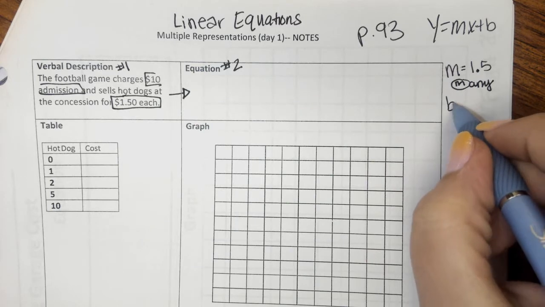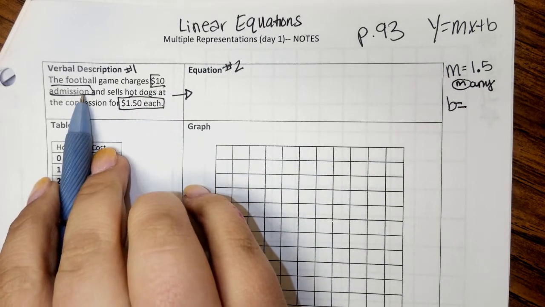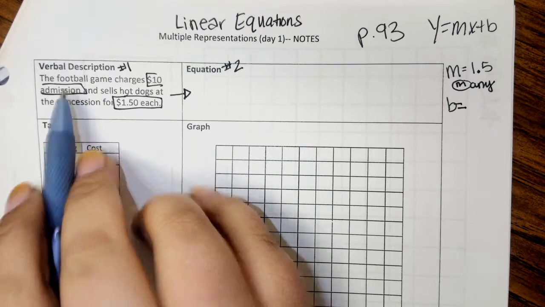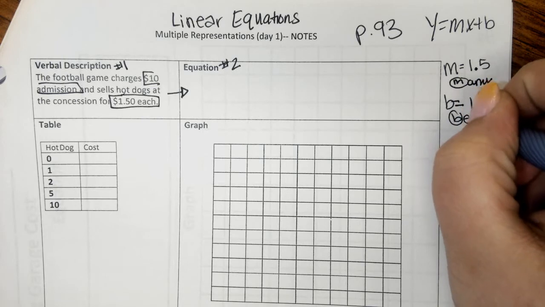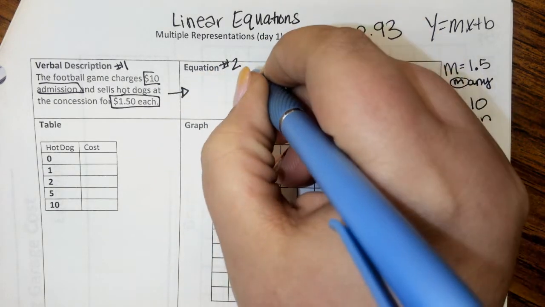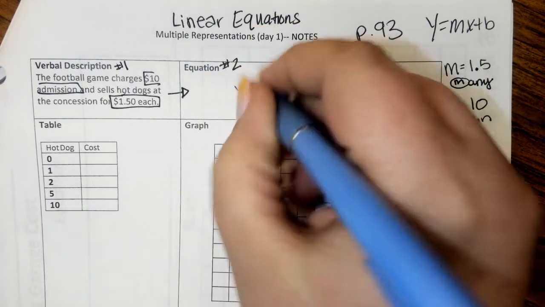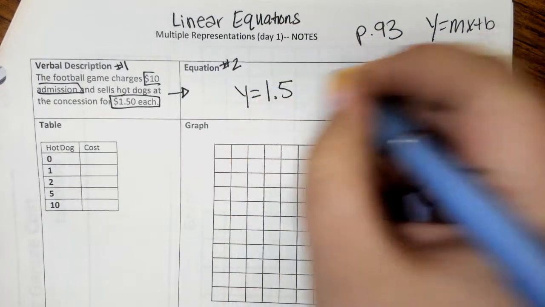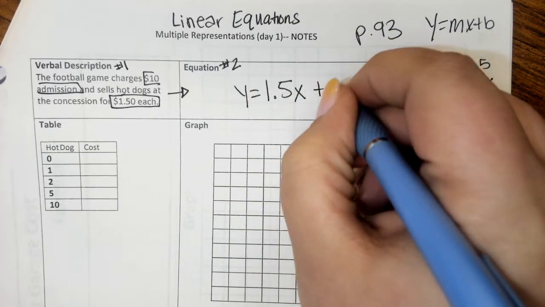Okay. That means that b is where we begin. We begin by paying $10 to just get into the game. Now that I know m and b, we can write the equation. We'll have y equals, instead of m, we write 1.5x plus b, which is 10.